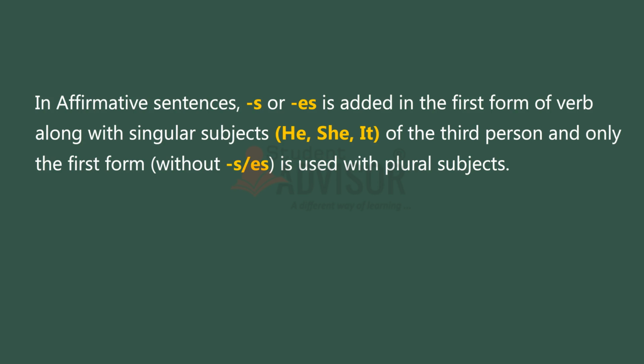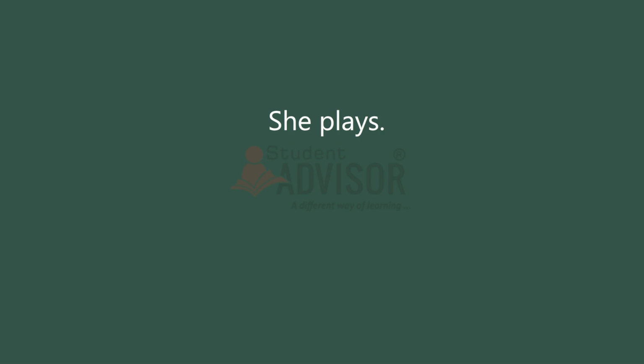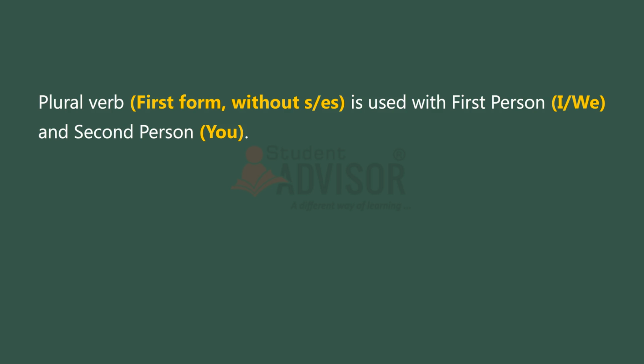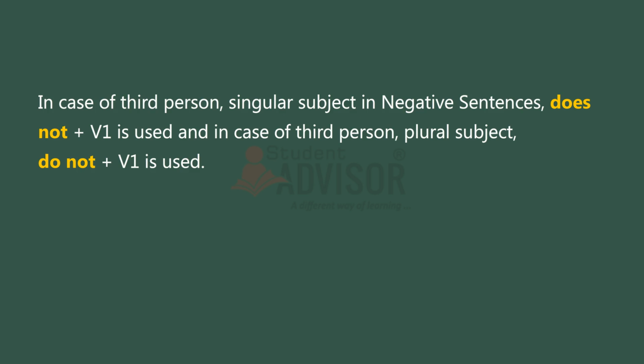In affirmative sentences, s or es is added to the first form of the verb, along with singular subjects he, she, it, of the third person, and only the first form, without s or es, is used with plural subjects, like she plays. Plural verb first form, without s or es, is used with first person, I or we, and second person, you, like I play. In the case of a third person singular subject in negative sentences, does not plus V1 is used.